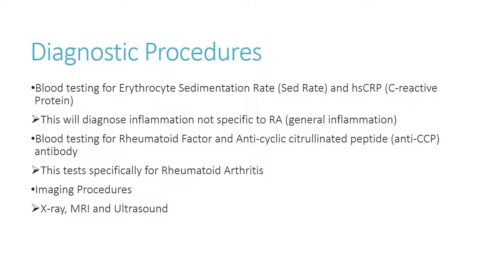A blood test for rheumatoid factor and anti-cyclic citrullinated peptide, anti-CCP antibody, are more specific to rheumatoid arthritis. Imaging procedures such as X-ray, MRI, and ultrasound can also determine rheumatoid arthritis versus osteoarthritis.